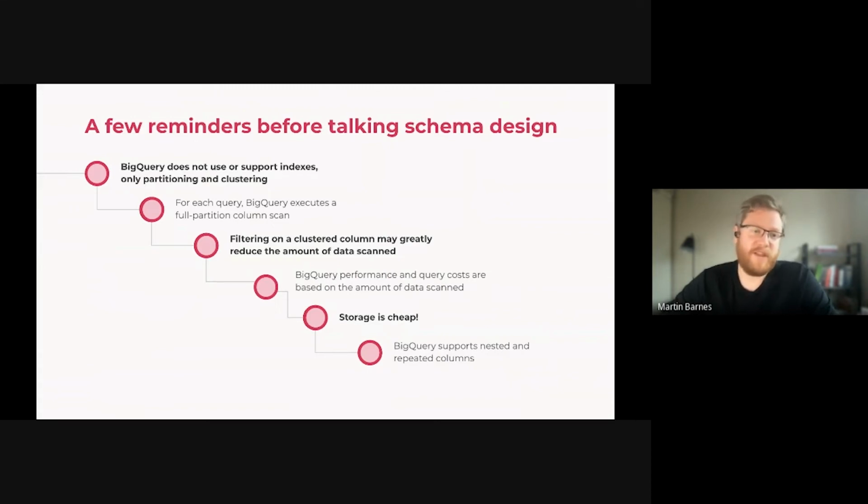Additionally, and something that's really nice is when you use clusters, that can greatly reduce the amount of data scanned. And that's because of how clustering affects how BigQuery and the tooling within BigQuery will write to disk. And it'll really let you filter down the amount of data that you actually look to scan when you're doing a read.